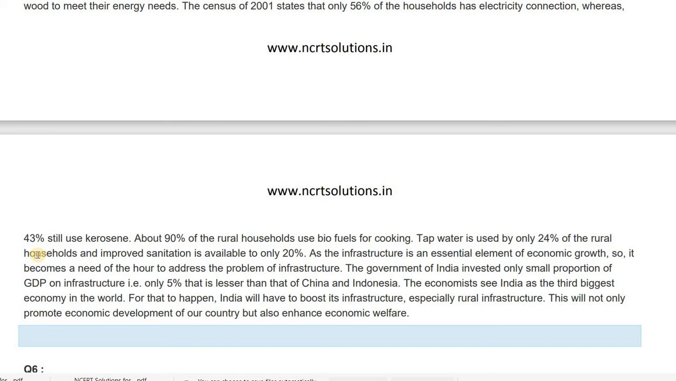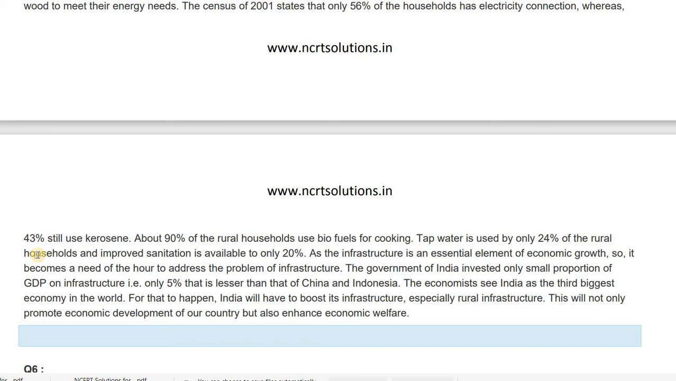It is an essential element for economic growth. The government of India invested only a small portion of GDP on infrastructure, only 5%, which is lesser than that of China and Indonesia. So India is spending a very small amount of our GDP on infrastructure.